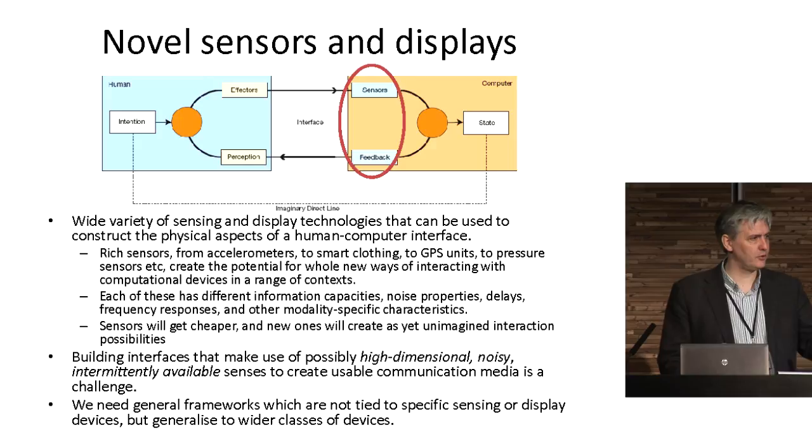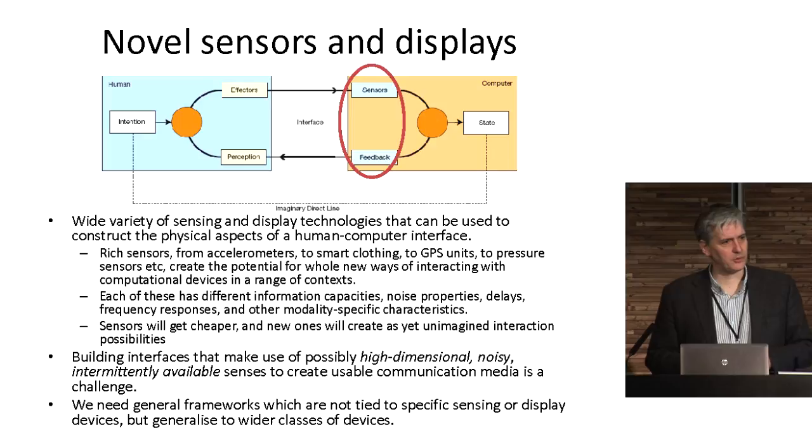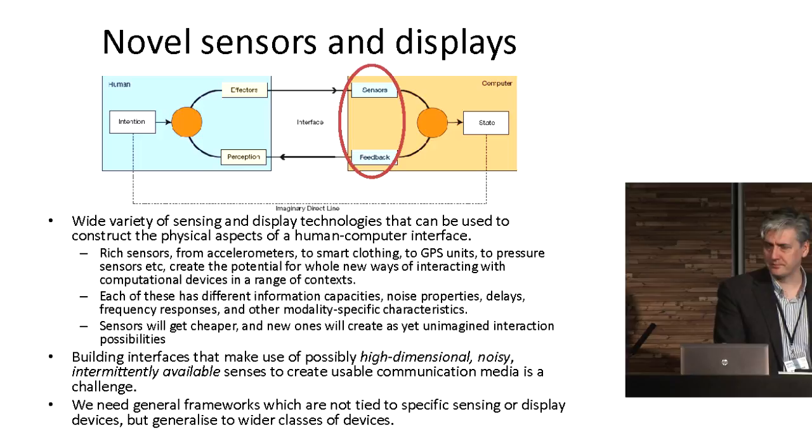So we've got an environment coming in now with very large numbers of sensors and rich forms of feedback, vibrotactile feedback, rich audio feedback, which haven't been as well explored. And I think the traditional models for designing user interfaces won't work. We need to come up with a new one. So we've got to cope with high-dimensional data, noisy data, and intermittently available data. And that can be from both sides.